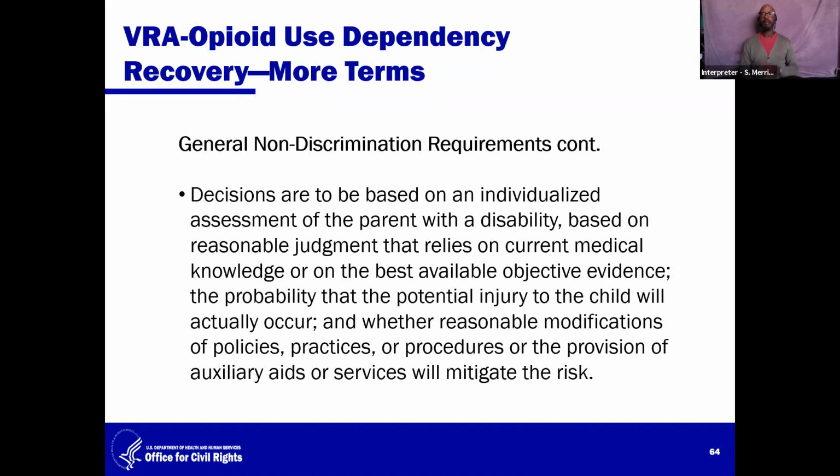Again, this just reiterates that decisions are to be based on individualized assessments, based on reasonable judgment that relies on current medical knowledge or on the best available objective evidence, of the probability that the potential injury to the child will actually occur, and whether they need to consider whether reasonable modifications of policies, practices, or procedures, or the provision of auxiliary aids or services will mitigate the risk. Next slide, please.